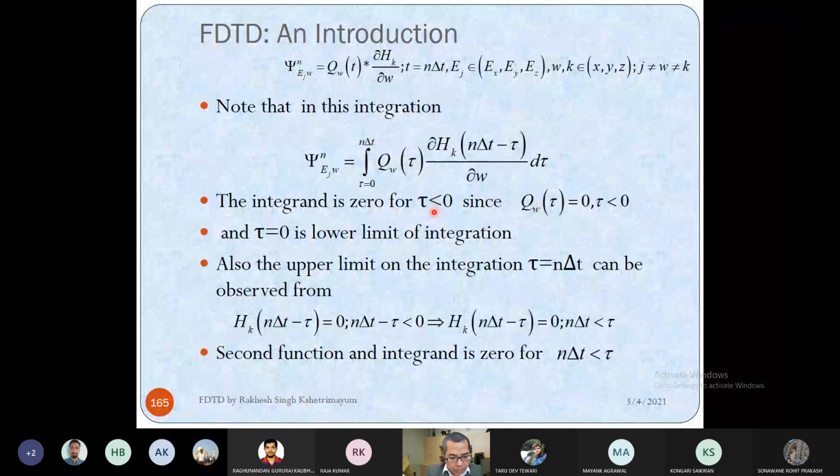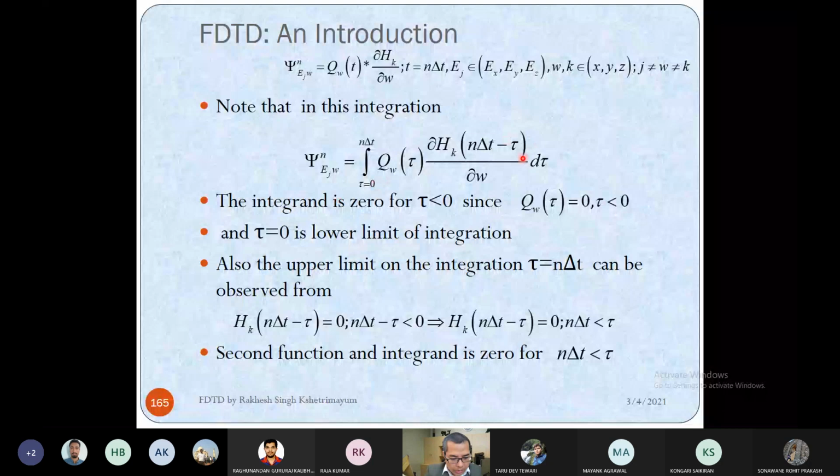So look at the value of this Q function. Q function was an exponential function. When tau is less than 0, this Q function is not defined. So it's a causal function. We don't have any value of Q function for tau less than 0. So Q is equal to 0 for tau less than 0. So you are multiplying this function and this function, but this function is not having any value below tau less than 0. At tau equal to 0 only, it starts having some finite value. Before that it was 0. So in that case, the limit for tau should start actually from 0.